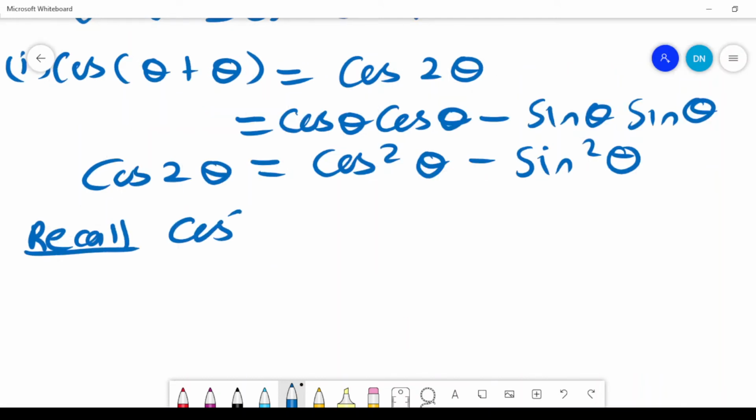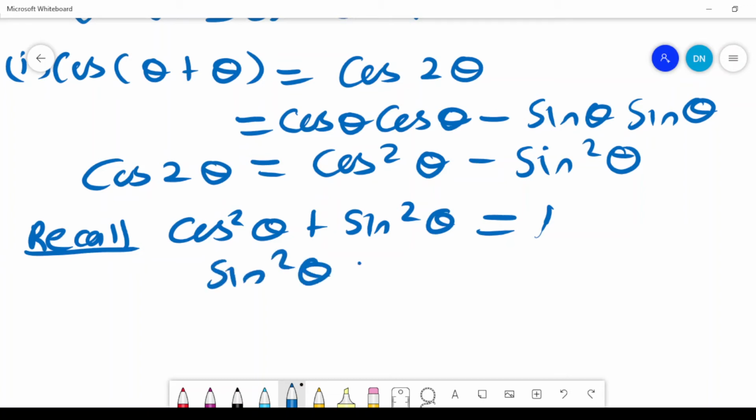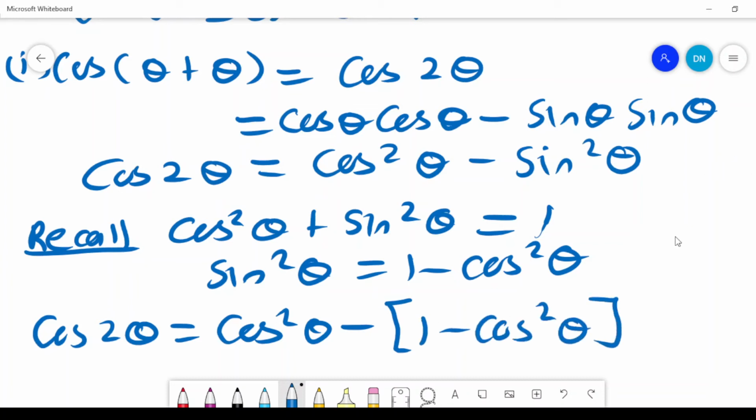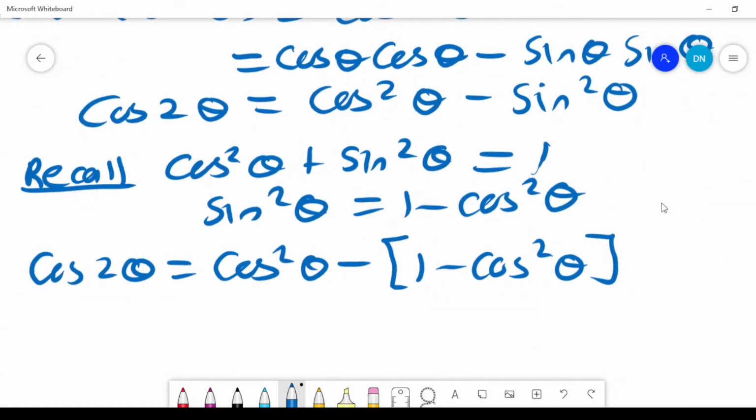You know that cos squared theta plus sine squared theta is equal to 1. Therefore, sine squared theta is equal to 1 minus cos squared theta. So we can also say cos 2 theta is equal to cos squared theta minus, instead of sine squared, 1 minus cos squared theta. That's what you could also write. And this will give me 2 cos squared theta minus 1. So that is also another way you could have expressed your cos 2 theta.